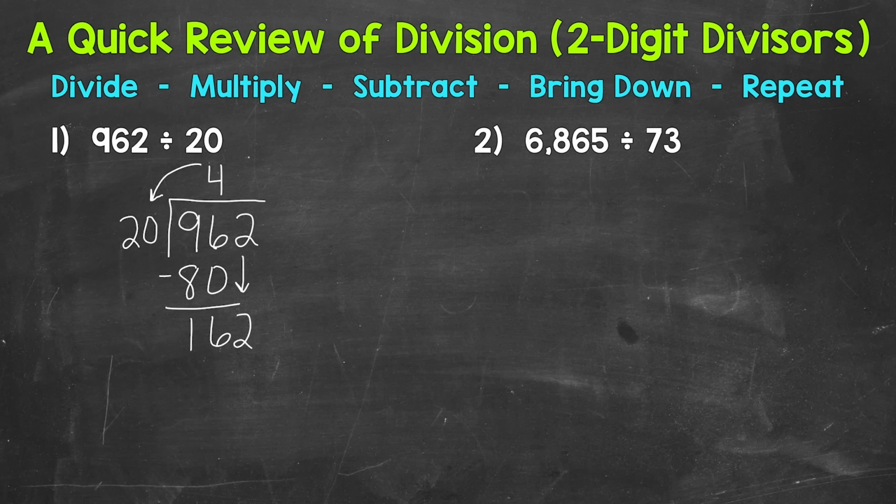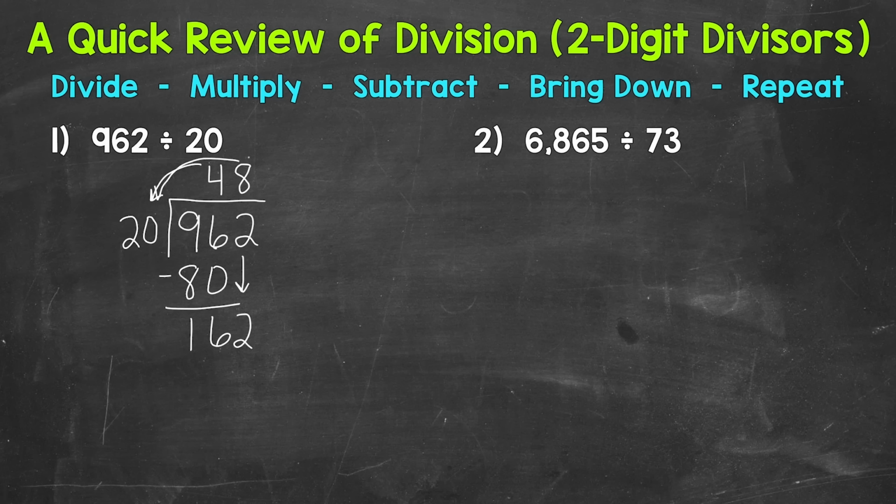And then we repeat. So we go back to divide. So now we have 162 divided by 20. How many whole groups of 20 are in 162? Well, 8 groups of 20 gets us to 160, and that's as close as we are going to get. So 162 divided by 20, 8 whole groups of 20 in 162.